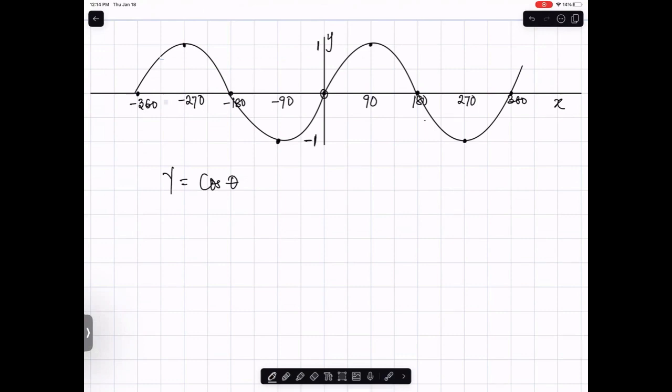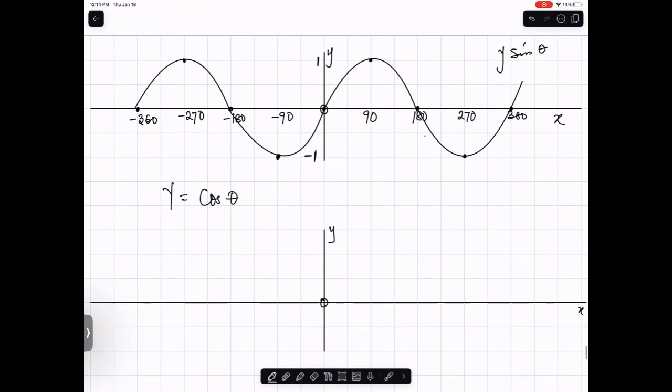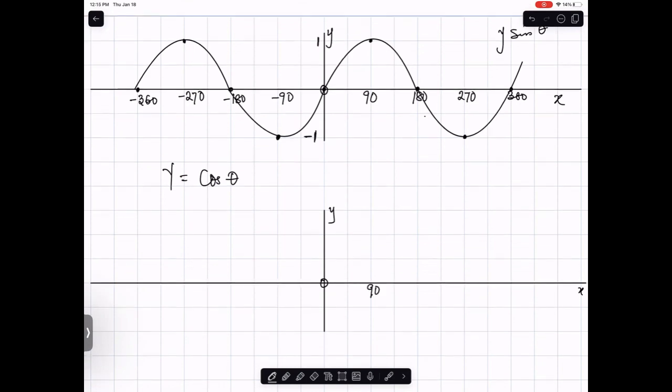So say I have this for my y-axis and same for my x-axis. Since we are using the same values, 0, y, and x. So I have 90, 180, 270, and 360. Then we have negative 90, negative 180, negative 270, negative 360.